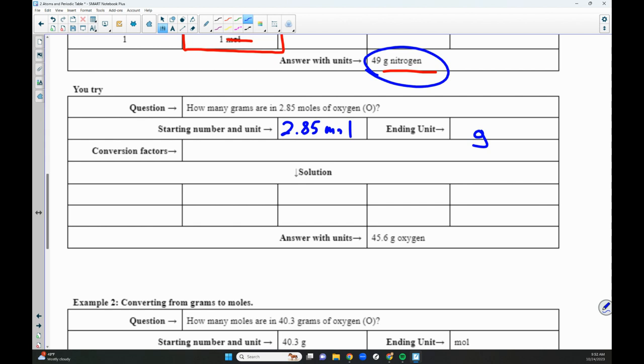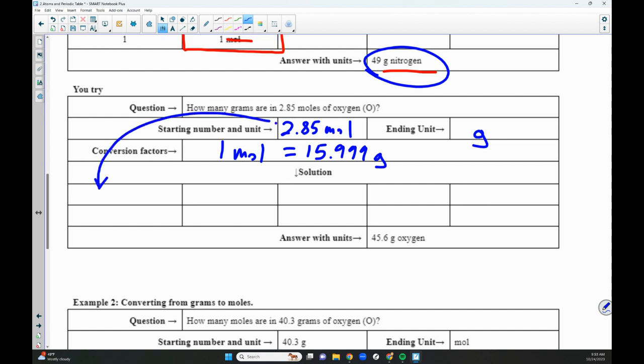My conversion factor I'm going to have to get from the periodic table. It's going to be different for every element, and the periodic table shows us that oxygen has a molar mass of 15.999. So 1 mole of oxygen is equal to 15.999 grams. So that is going to be my conversion factor.